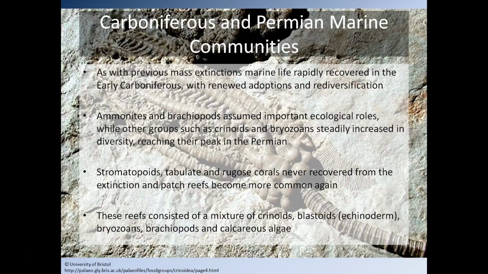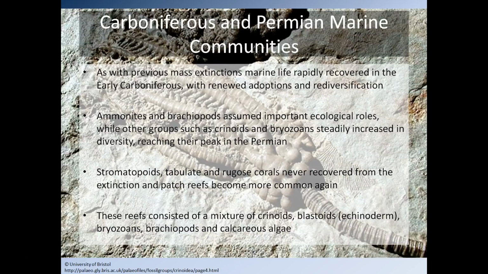So ammonites and brachiopods assumed important ecological roles during this period. We see the ammonites are arguably the dominant organism in the ocean column, in the seawater itself, and we see the brachiopods become extremely important on the seafloor. Other groups such as crinoids and bryozoans steadily increase in diversity, reaching their peak in the Permian.